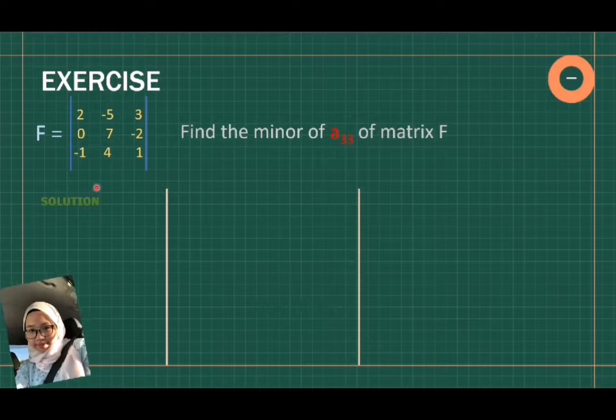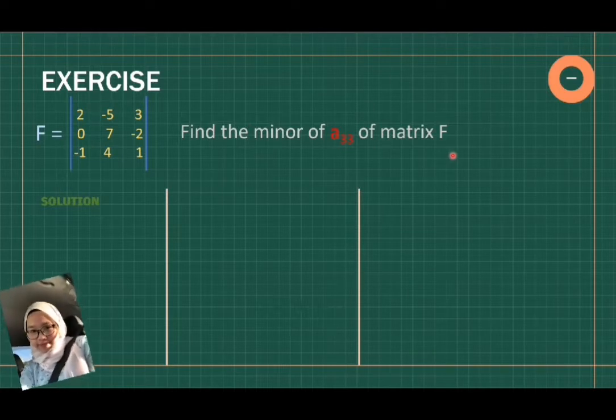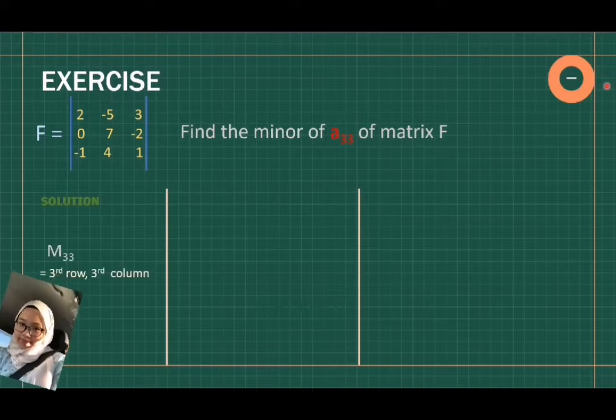So we are given matrix F and we need to find the minor of A33 of matrix F. This question sounds slightly different from the previous one, but the step is still the same. Replace A33 with M33, then you determine the row and column. So it's the third row and the third column.